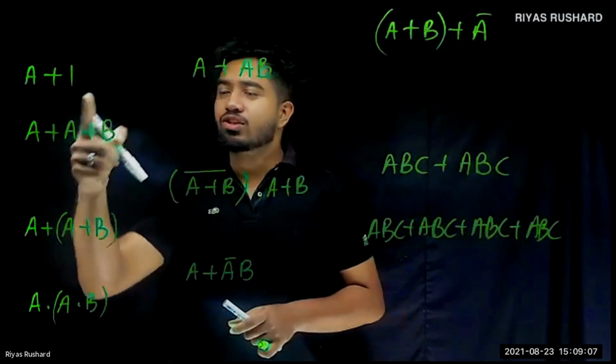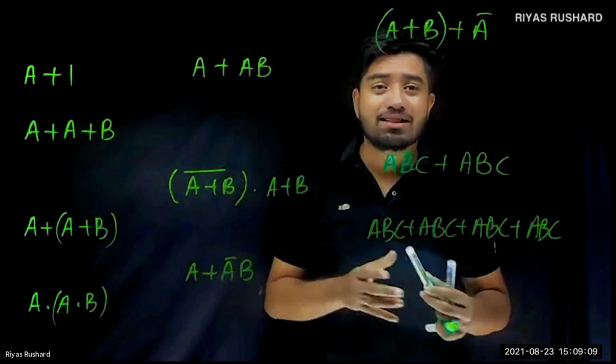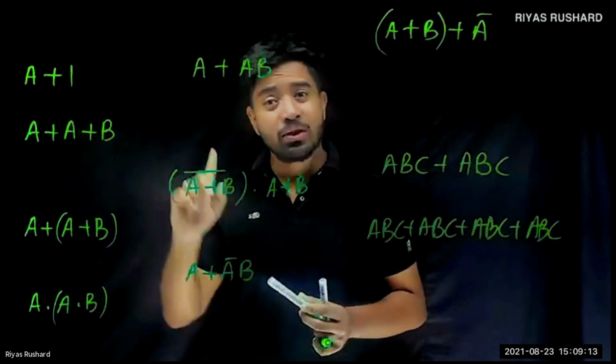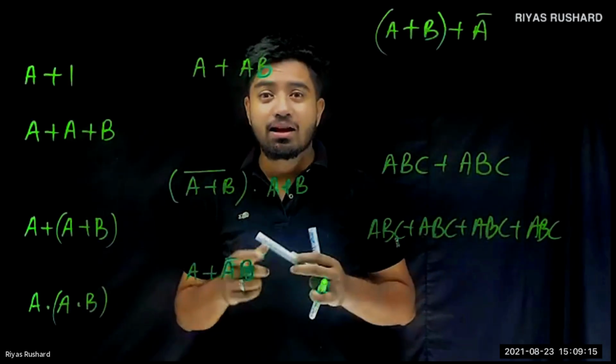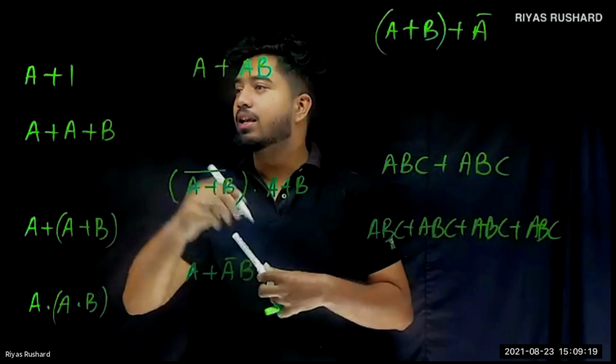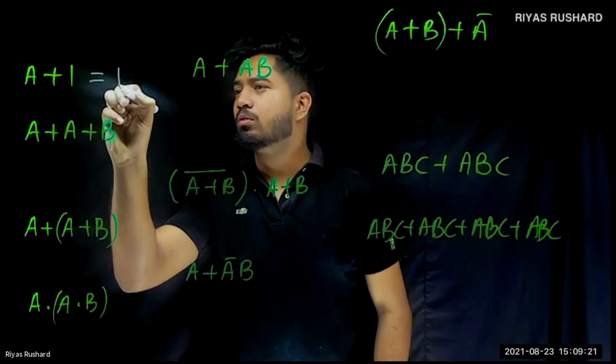Let's now take this question. When you take A plus 1, laws of OR: anything you add with 1 in a truth table, the answer will always be 1. So in short, I can write that A plus 1 is equal to 1.